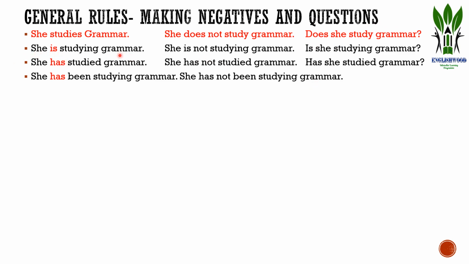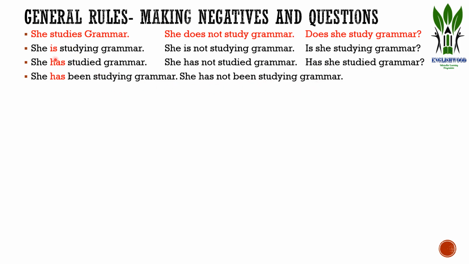She is studying grammar. She is not studying grammar. Is she studying grammar? She has studied grammar. She has not studied grammar. Has she studied grammar? She has been studying grammar. She has not been studying grammar.